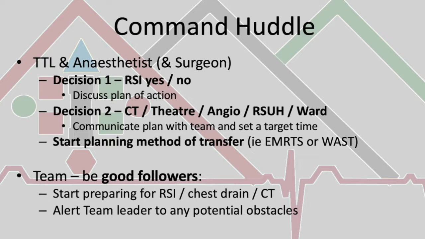This is not a time for the rest of the team to switch off. Be proactive team members. For example, the scribe can start filling in the CT request form. Team members can start preparing for rapid sequence induction or chest drain or any other procedures. Team members should speak up if they have any suggestions or if they've identified any potential problems or snags with the plan.